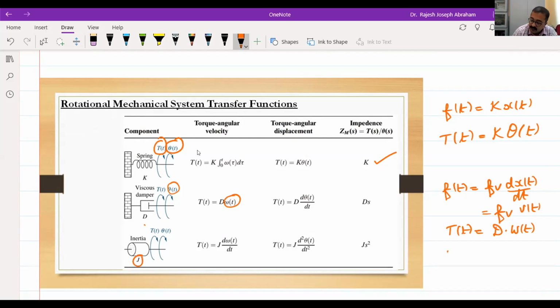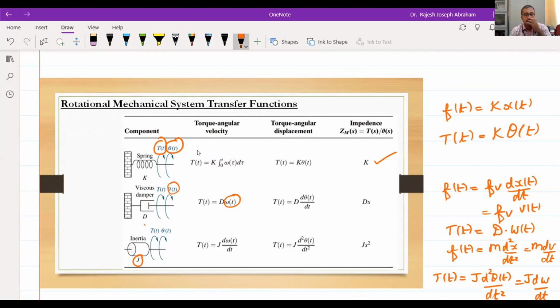Okay. So there, what was the force? Force F was m into d square x by dt square, or m into d by dt of the linear velocity. So here we have torque as J into d square theta by dt square, or J into d omega by dt. That's the only difference. Everything else remains the same. So we'll try one question and then we'll stop.